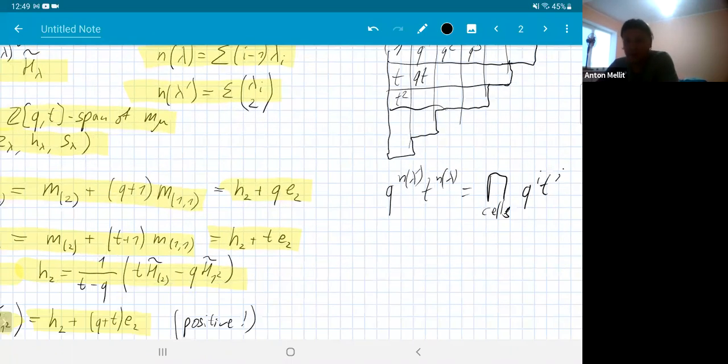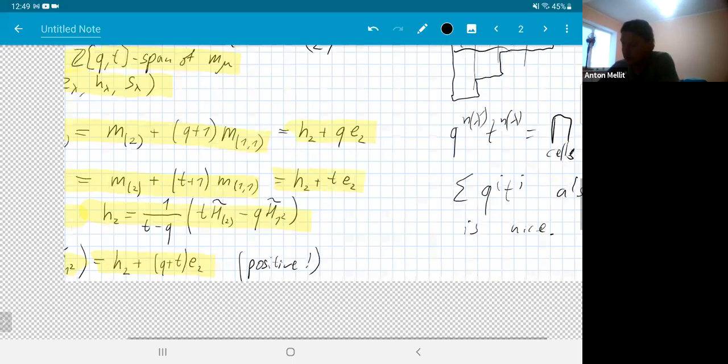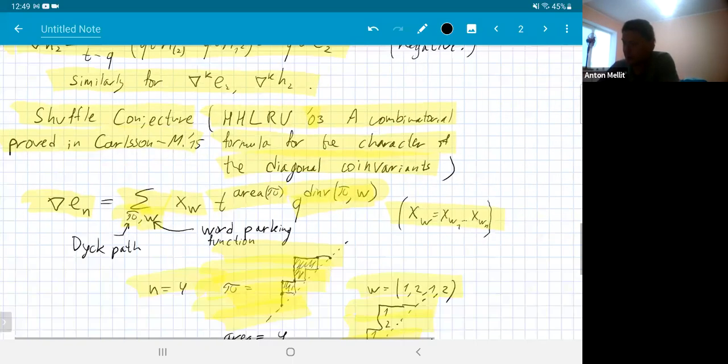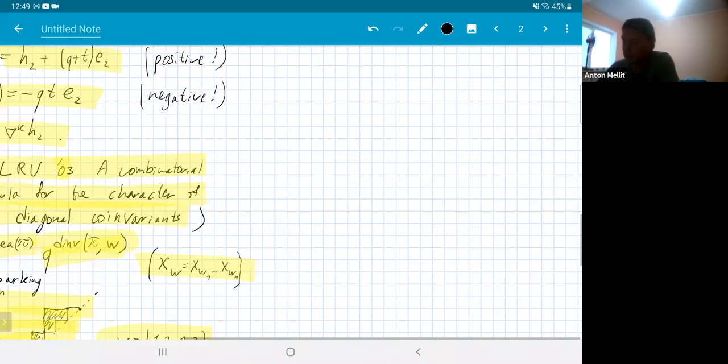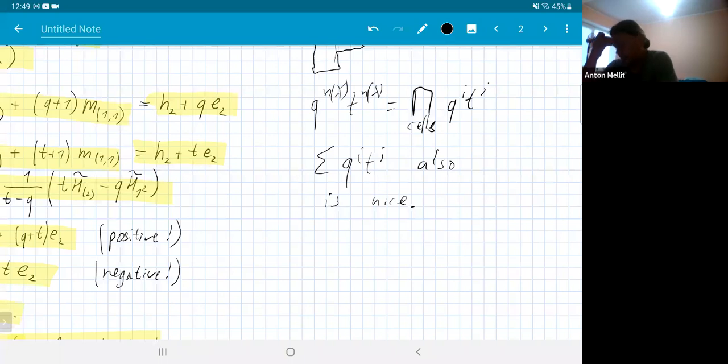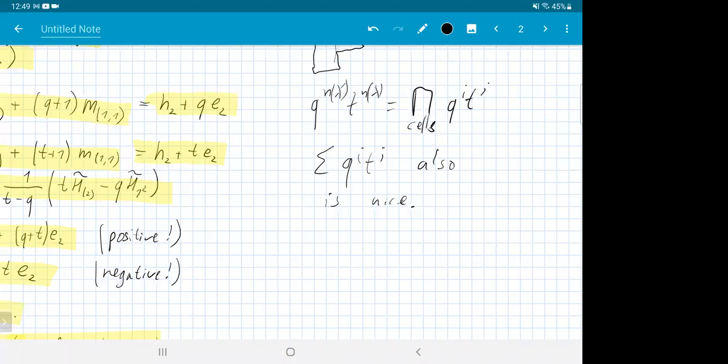And it turns out if you take other functions of these things, you also get nice properties. So the sum, for instance, also is nice. It will give you a nice operator, meaning that applying it to any m lambda, you will get a combination with polynomial coefficients and so on. So maybe from the combinatorial point of view, this is a good motivation. All right, thanks.